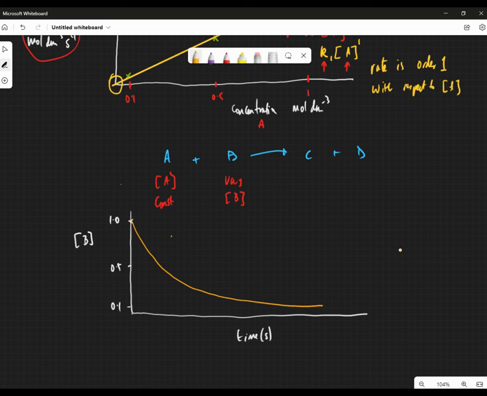Again, I'm going to do it quickly. Oops, I need a different color. I need a tangent here to find the rate there, a tangent here to find the rate there, and a tangent down here somewhere to find the rate there. So I'm doing exactly the same with B as I did with A.